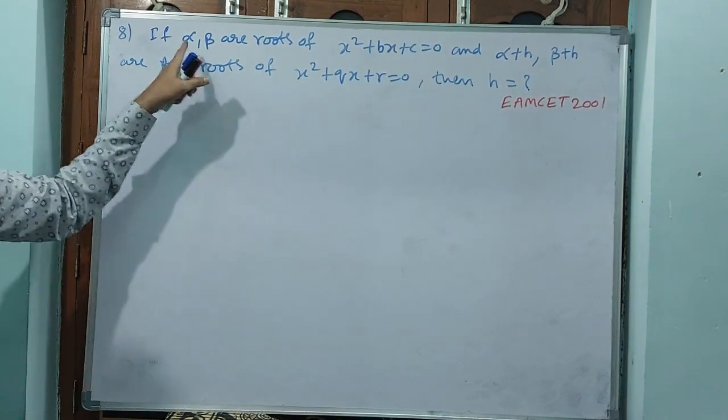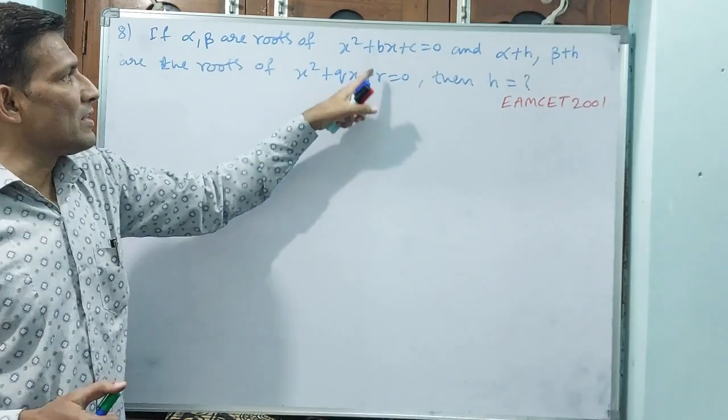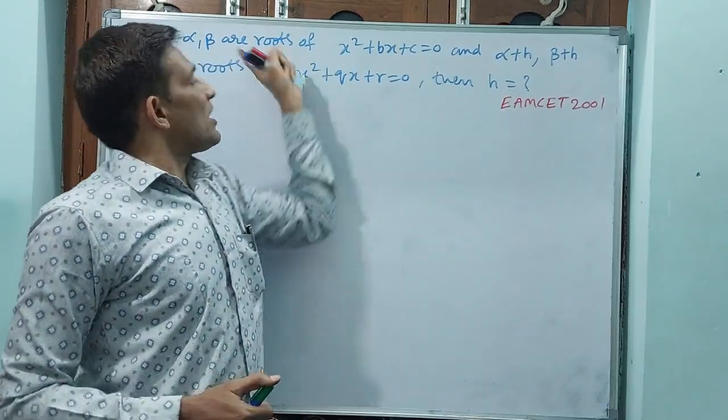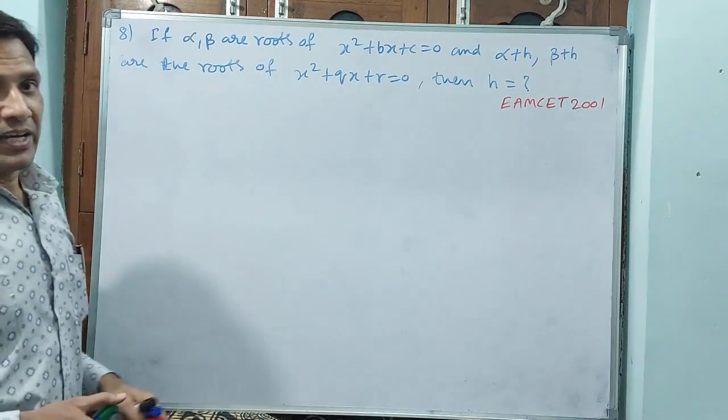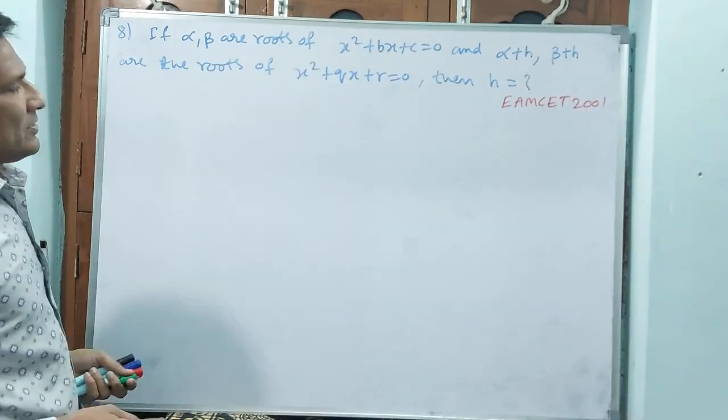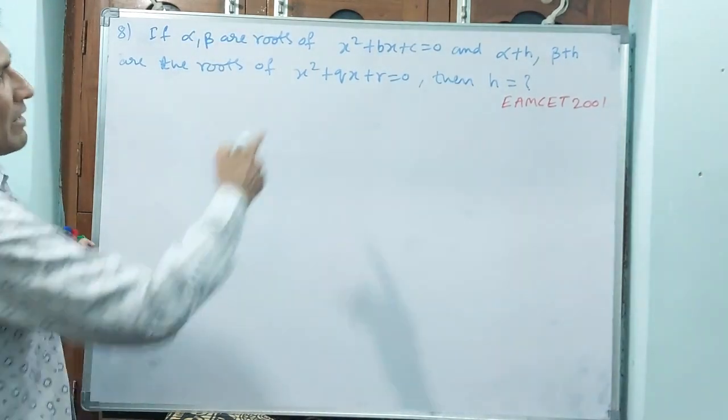Why? Because if you see logically, alpha, beta are the roots of this one. For this, alpha plus h is the root of this one, or beta plus h is the root of this one. Okay, that logic is there. That is the thing we have to find. Okay. Let us do it. You see what will happen here?